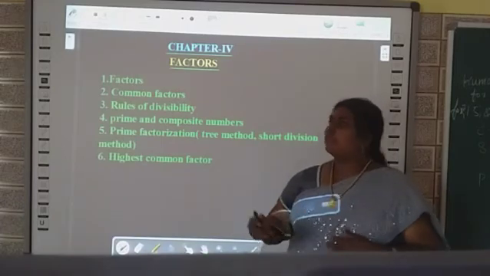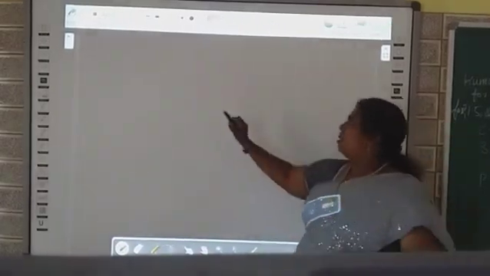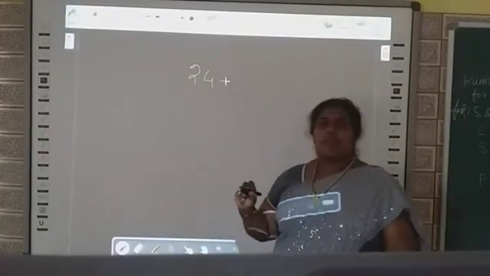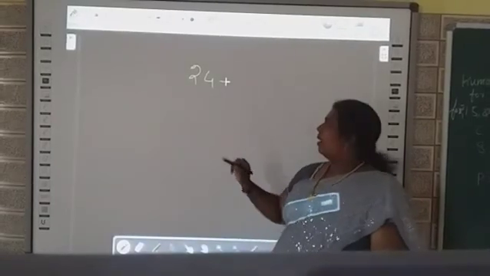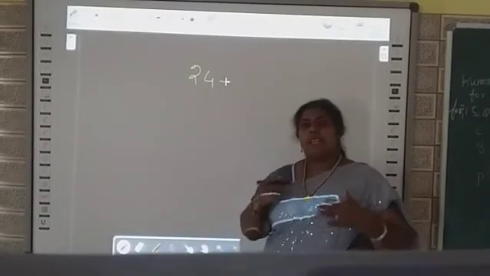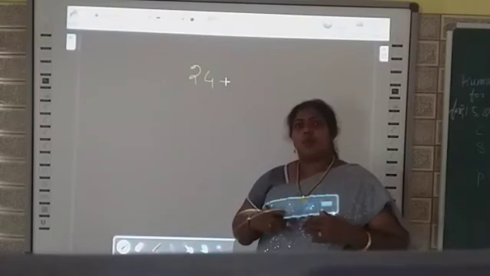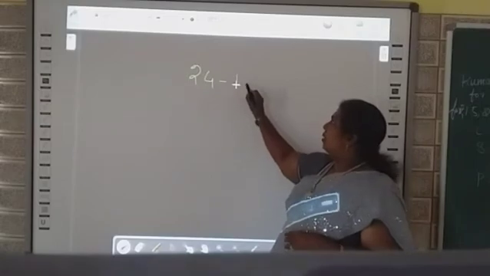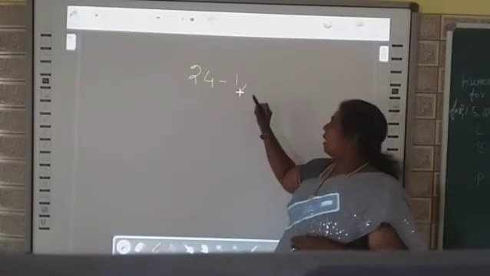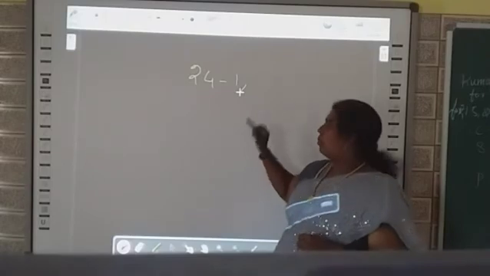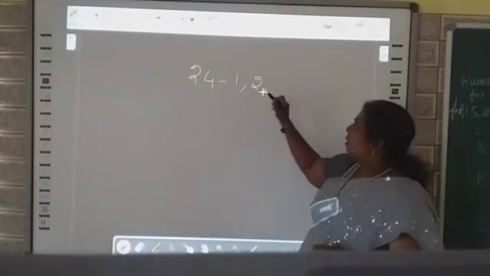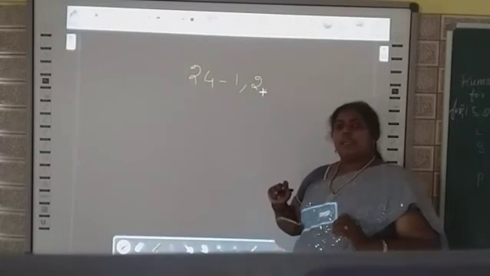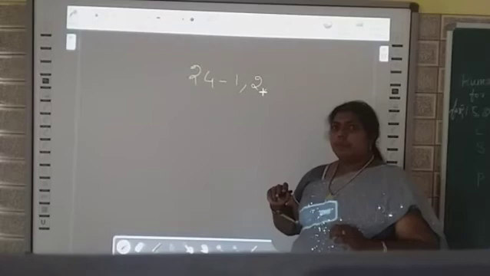See, first factors. For example, 24. Can you find all the factors of 24? For every number, the factors include 1 and the number itself. So we can use the first table. Then the second table, how many times? 12 times it will come. Then the third table is possible, 8 times it will come.